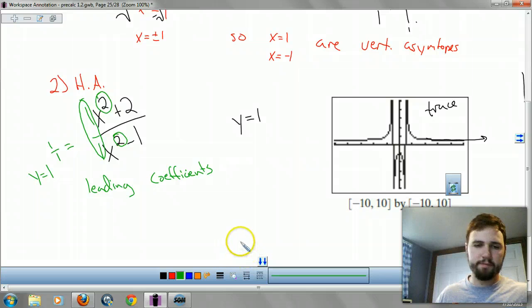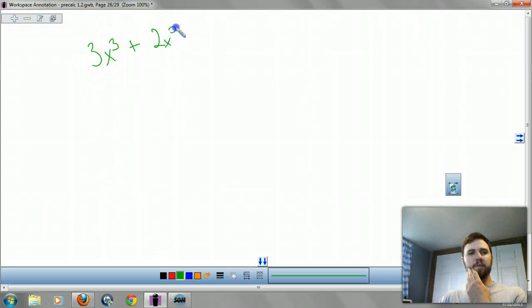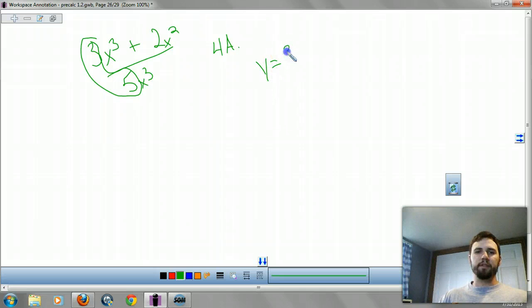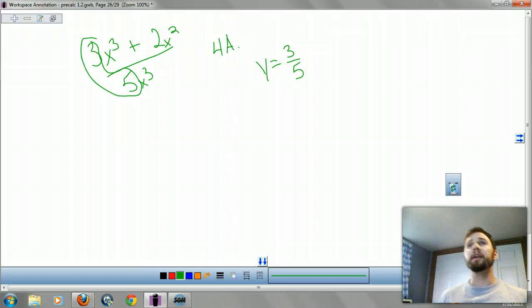Sidebar. So if you had something like 3x cubed plus 2x squared over 5x cubed, and you're looking for a horizontal asymptote, it'd be at y equals 3/5. Okay? Leading coefficients, if the powers are the same. If the powers are not the same, graph it and you'll get a good idea of what's going on.